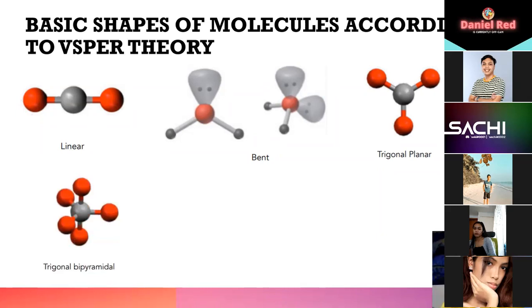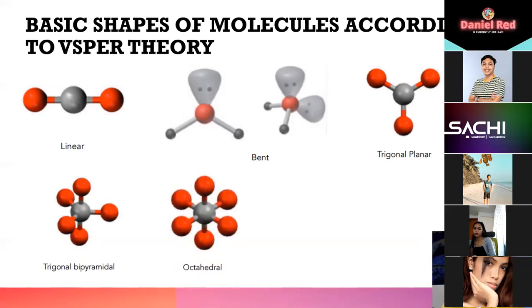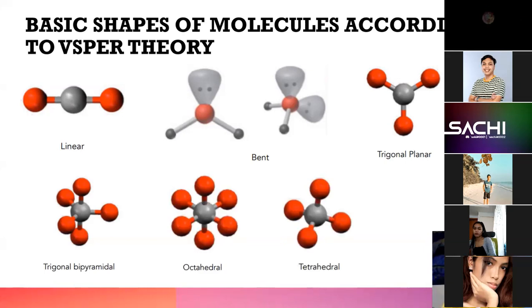The fourth type of shape is what we call trigonal bipyramidal. It is called trigonal because it will form a triangle, and bipyramidal because we also form a pyramid from this particular shape. And of course, we have the octahedral because it forms an octagon shape of molecule. And lastly, we have the tetrahedral because it will form four sides of molecules. So those are the basic shapes of molecules according to the VSEPR theory.